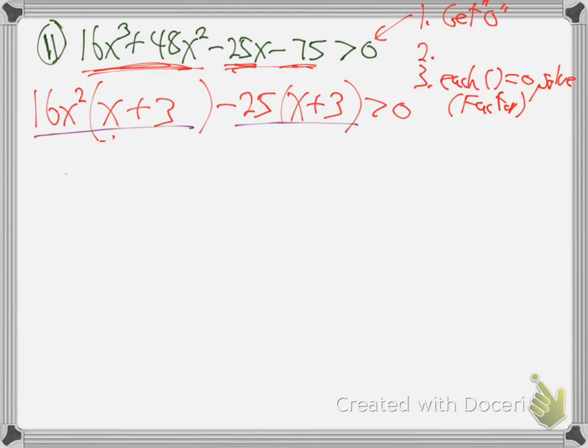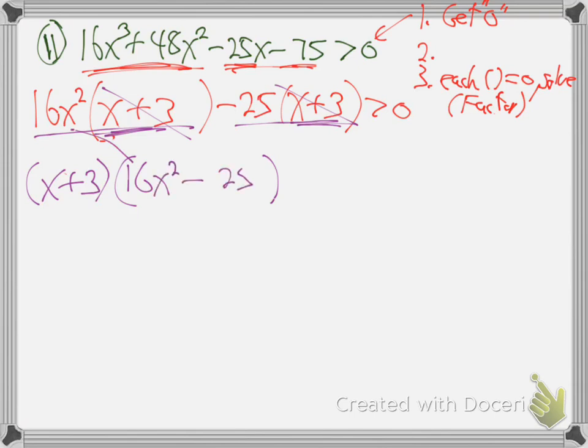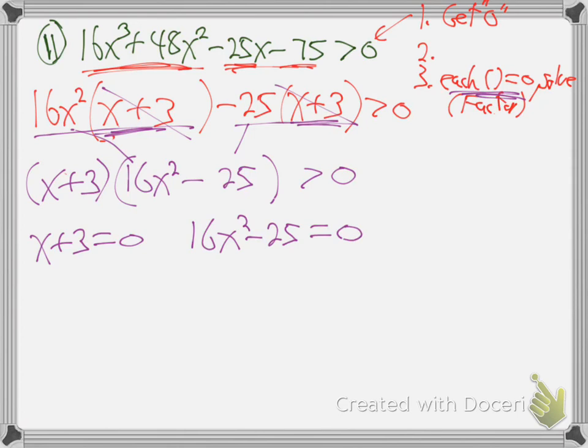These both have an x plus 3, don't they? Parentheses x plus 3. Remember how this works? Put it in the front, remove it, start a new set of parentheses, bring down 16x squared minus 25 greater than 0. So there we are. That's all factored. Now each parenthesis has to equal 0. So x plus 3 equals 0, and 16x squared minus 25 equals 0. And we have to solve each of them.